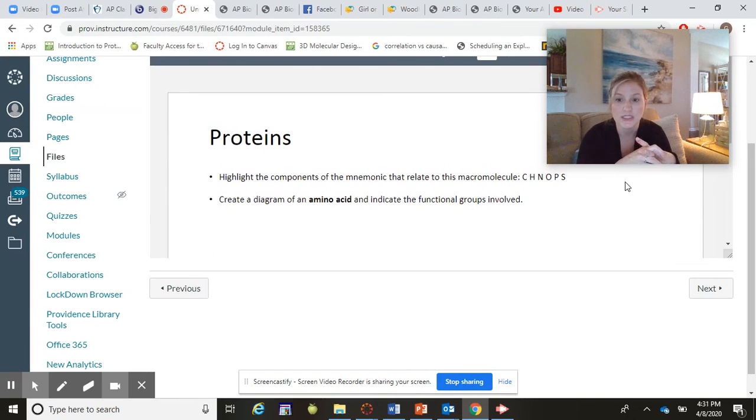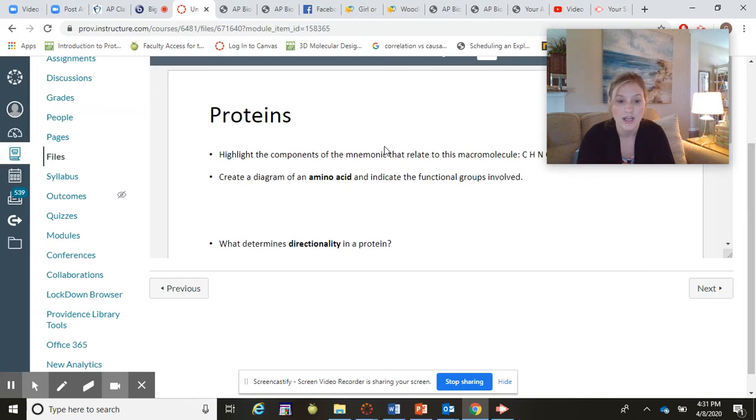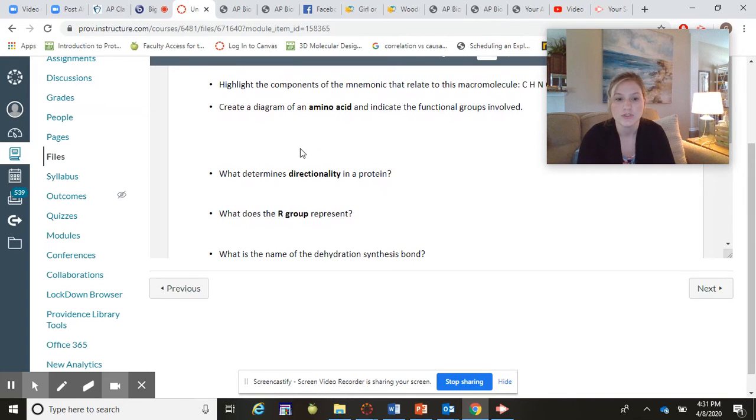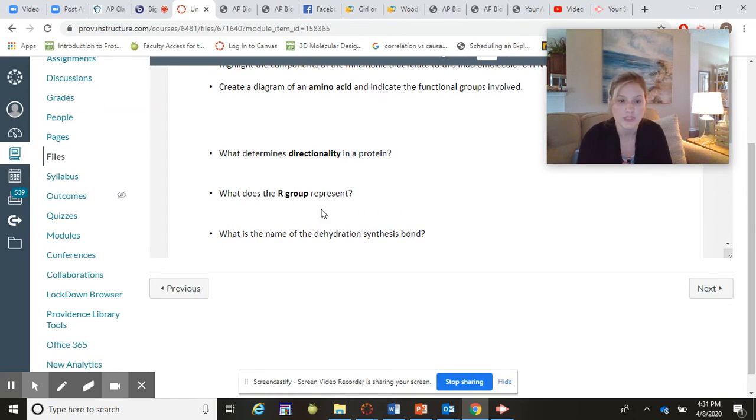Proteins. Remember, proteins are made of amino acids, which have an amino group and a carboxyl group, which is why the amino group contains nitrogen. So proteins have carbon, hydrogen, oxygen, nitrogen, and they can have sulfur. You can look up a diagram of an amino acid. It's got the carboxyl and amino group. The directionality in the protein is just that the carbon, the amino and the carboxyl group need to create a line. The R group represents a variable group that can be attached.